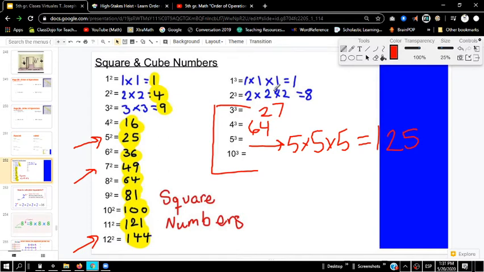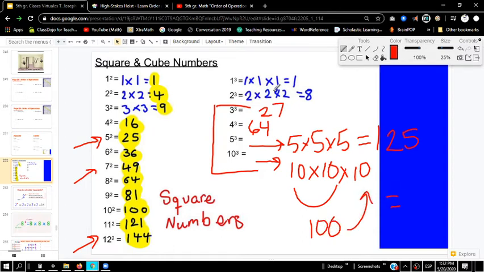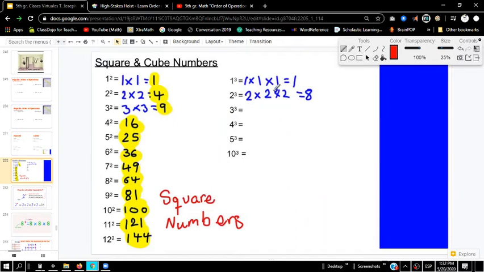And the last one would be 10 times 10 times 10. Well, 10 times 10 is 100. And then 100 times 10, we're just adding a separate 0, so that would be 1,000. Okay? Now you've learned, boys and girls, a little bit more about squaring and cubing a number. That's going to be important later on.